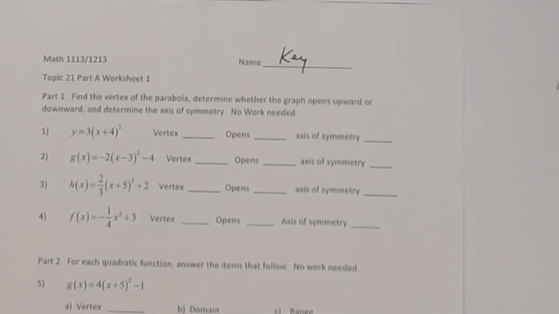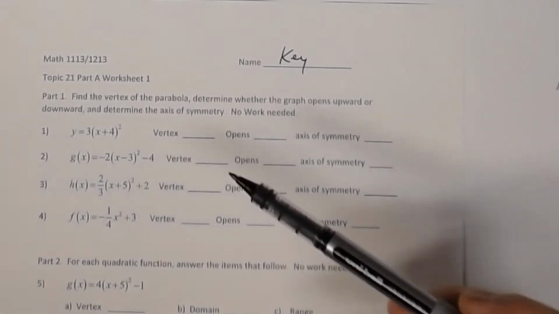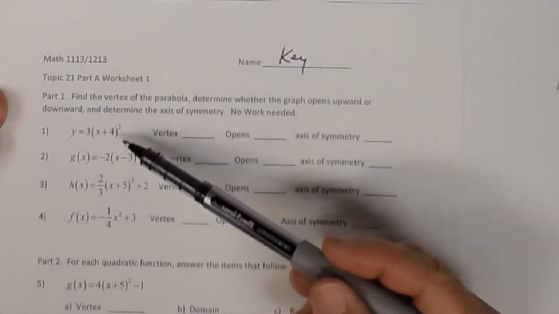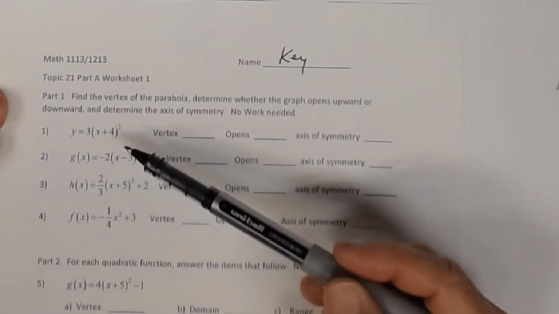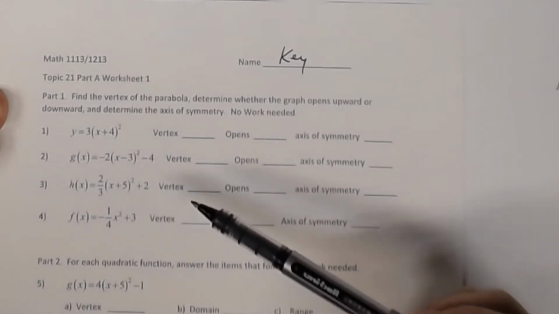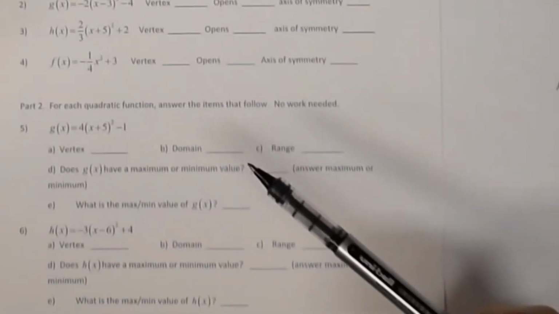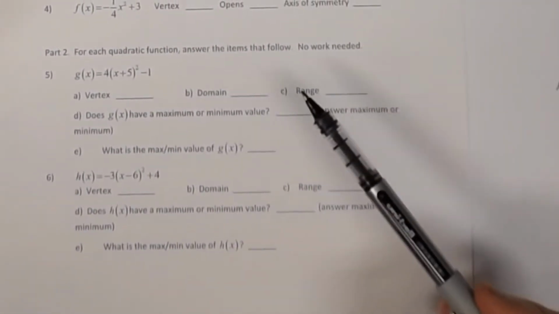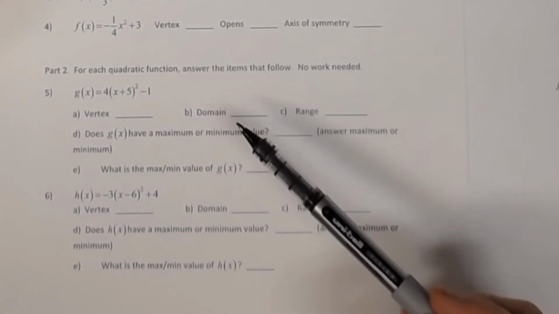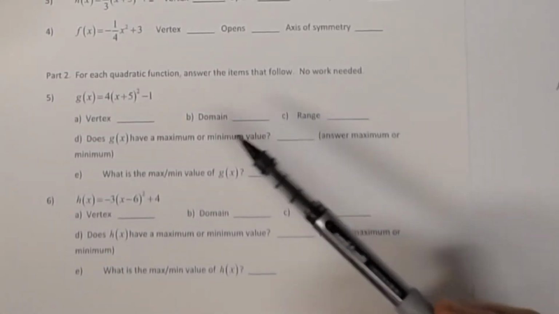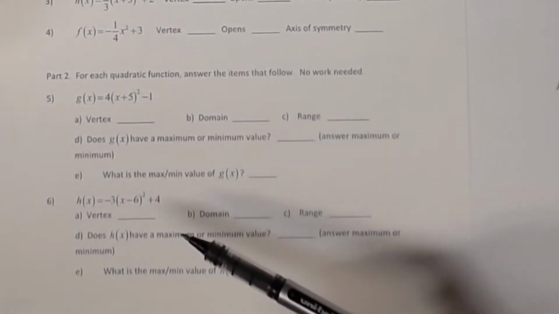Okay, so this is the key to topic 21, part A, worksheet 1. Basically in part 1, you're given these quadratic functions that are written in vertex form or standard form, and you're asked to find information about those. And then in part 2, it's kind of the same thing, except now you're going to be asked to give some more information about these, like domain and range and so on. All right, so let's look at number 1.